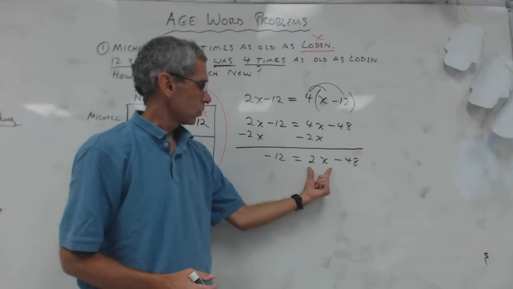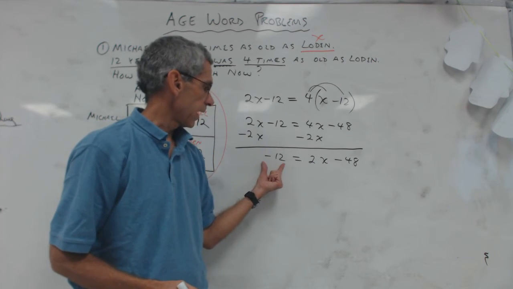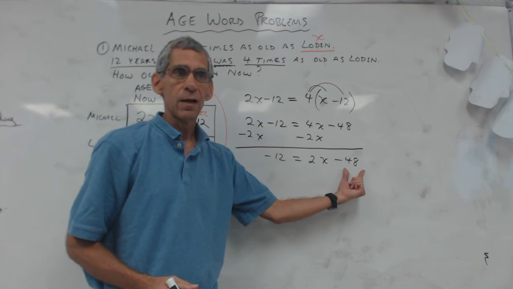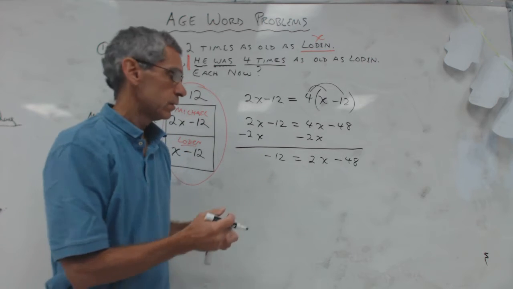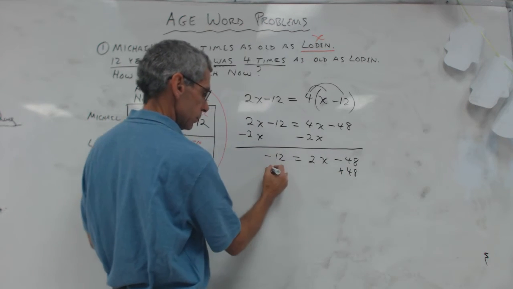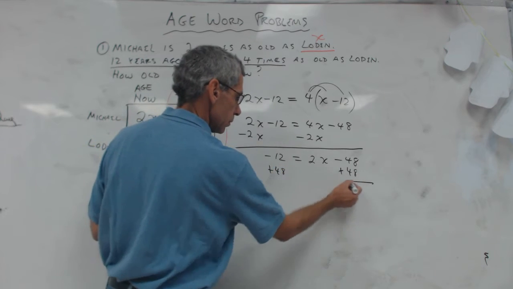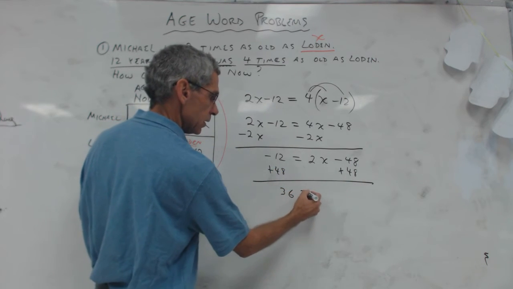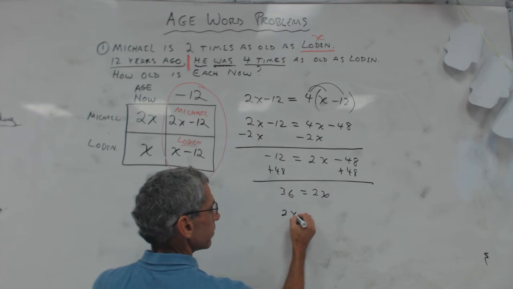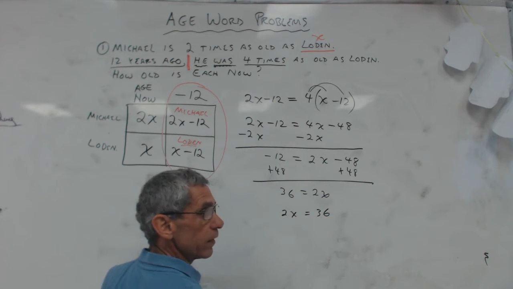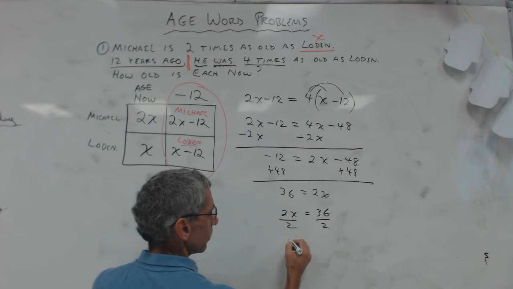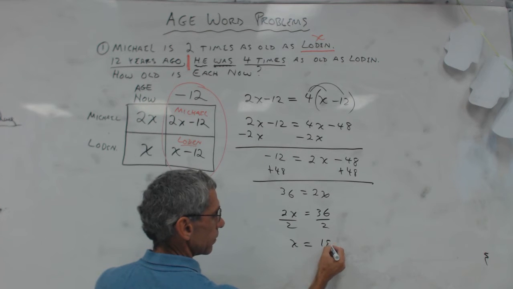Yeah, because I want my x's all by themselves, right? If I add 12, then suddenly I have my 2x's plus this, right? I want to get this out of the way. So I'm going to add 48 to both sides. So it's gonna be 36 equals 2x. Or if you prefer, you can write it the other way. 2x is also 36. It's totally fine to switch it. Divide by 2, x is equal to 18.